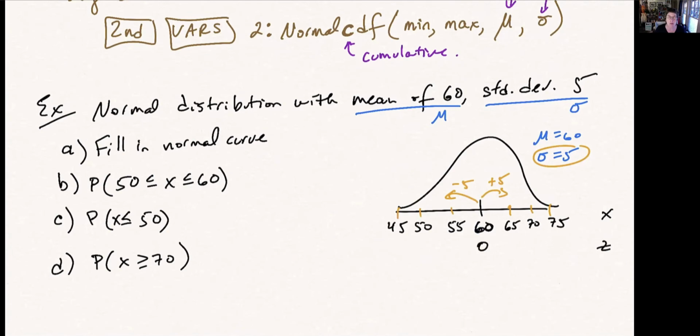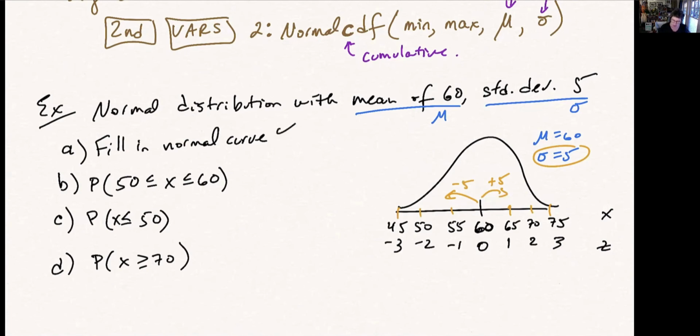Z-scores are always the same no matter what context you're talking about. Zero's in the middle, and we're going to do 1, 2, 3 to the right, because that's how many standard deviations we added to get to each of these values. We added 1, added 2, added 3, and then going back to the center, we subtracted 1, subtracted 2, subtracted 3. So we get -1, -2, -3. Okay. All right, so we filled in the normal curve.